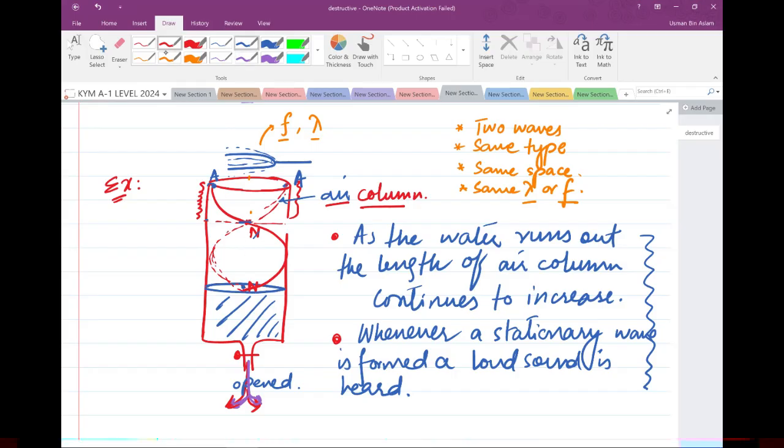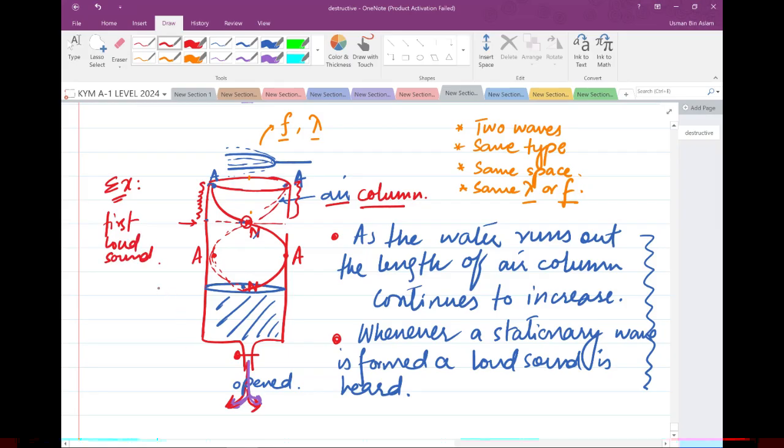Why? Because we know that after a node is formed, wherever there will be another node formed, that's when the next loop of a stationary wave is formed. An antinode can never form on the surface of water. That is why an antinode has to form where simply air is present. So this is where the first loud sound was heard. First loud sound, that means this is where the first stationary wave was formed.